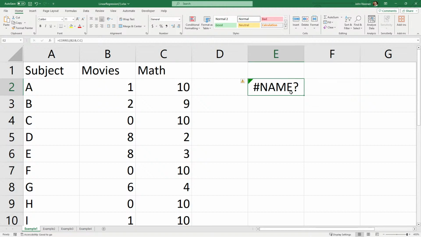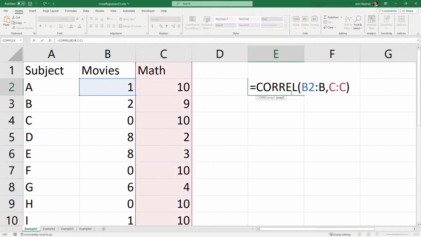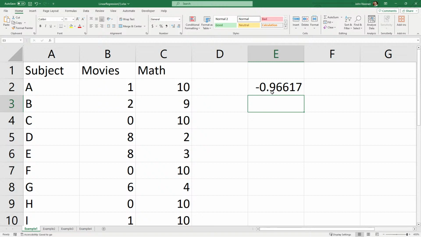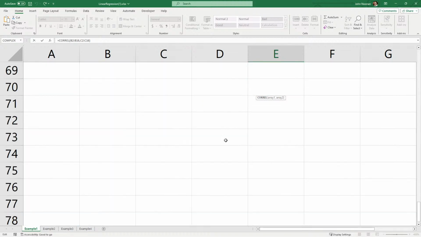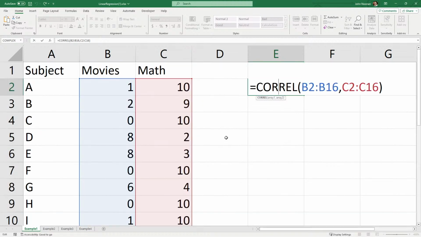B2, uh-oh. Try again. To B16, and then C2, just to show you that you could do it this way. So that you're just getting the numbers that you care about. As long as there's nothing below your data, you can just highlight the whole column, it's fine. But the main thing is that you want these two to be the same size right next to each other.